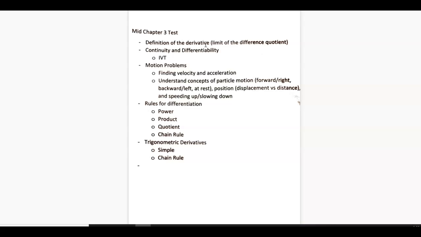So in order for a function to be continuous, f of a must exist. The limit as x approaches a of f of x must equal the limit as x approaches a from the left and the right. And then the limit must equal f of a.